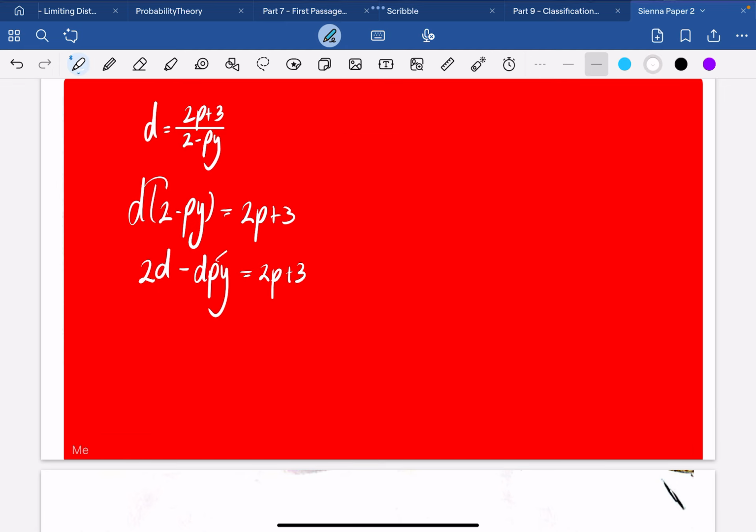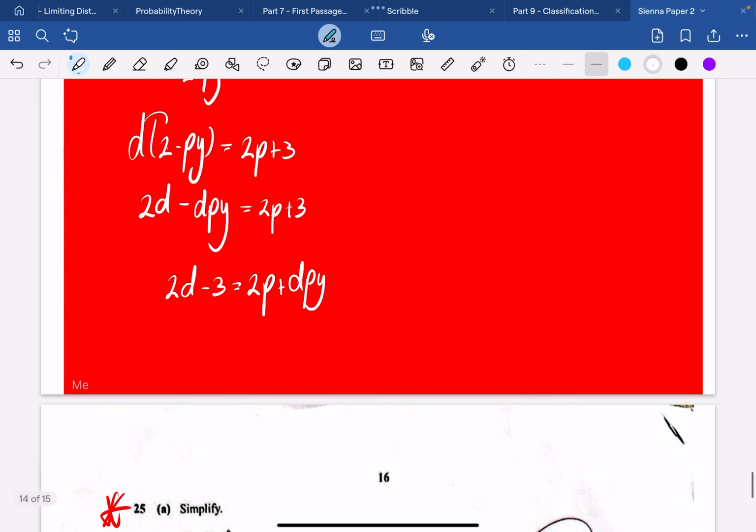Now let's get all the p's to one side and all the d's to the other side. So let's bring the p there, and then everything that's not p, let's get it to the other side. So then we're going to have 2d minus 3 is equal to 2p plus dpy. Now we're nearly done. Let's pull out p as a common factor on the right-hand side. We've got 2d minus 3 is equal to p(2 plus dy).